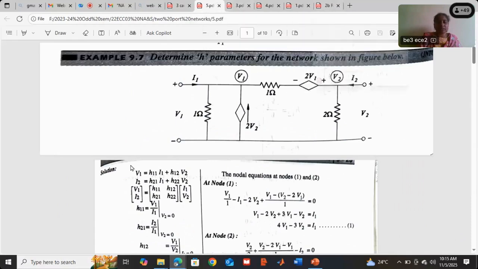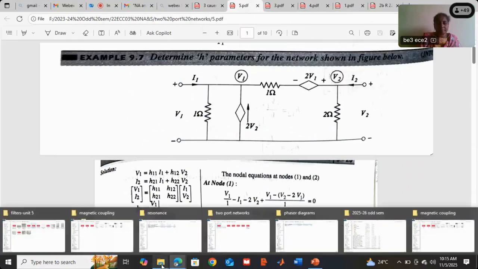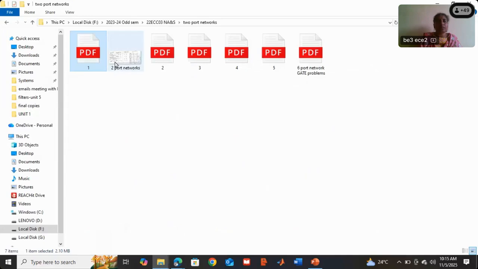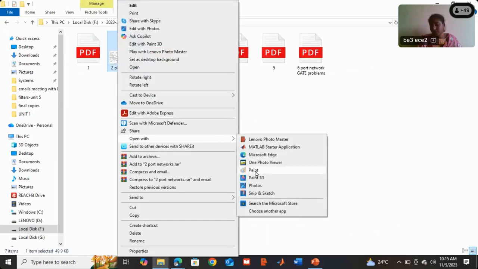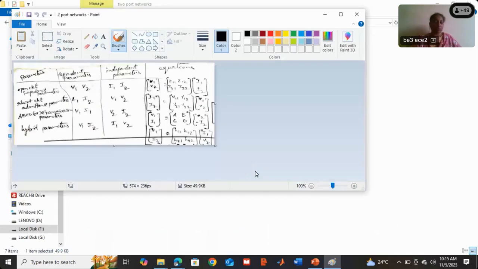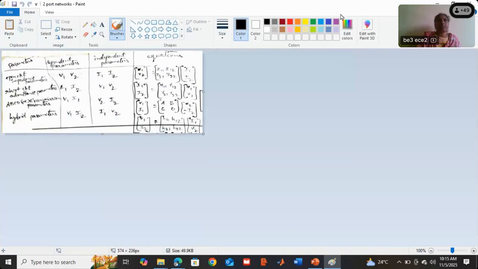Two-port networks, you can see here, these are the formulas involved. These are the formulas in two-port network. Okay. You have six different varieties of parameters. One is Z parameter, next Y parameter, next ABCD parameter, hybrid parameter, then inverse ABCD, inverse hybrid. Okay. You have to remember this.